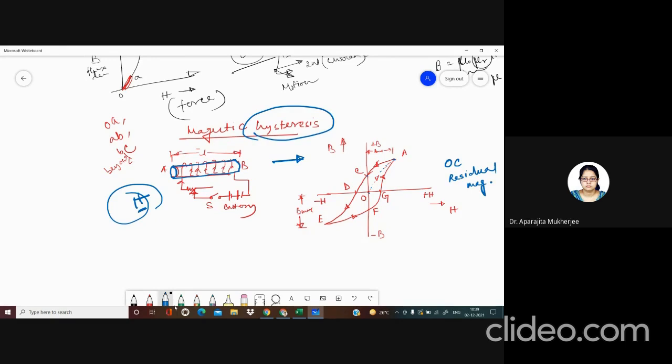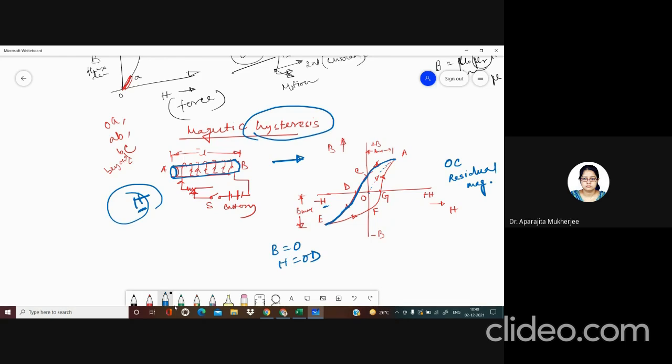Okay, now if the direction of the flow of current is reversed, then the H is also reversed. Say this is the minus H, and the curve will come from A to C, then it is further flowing through D through E. Now if the current is increased in the negative direction, B will also change its value, and when B equals 0, H equals OD.